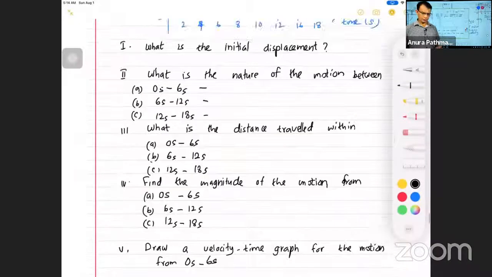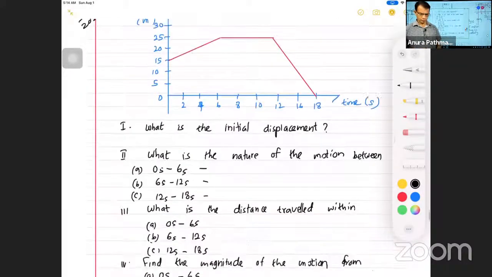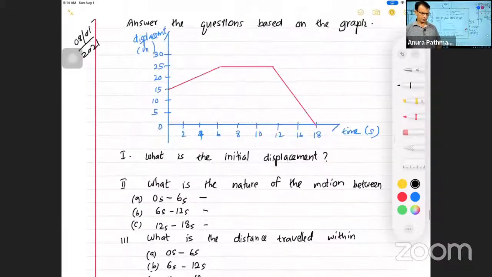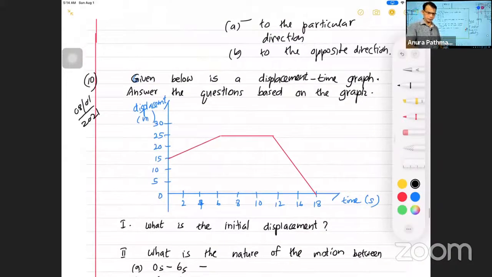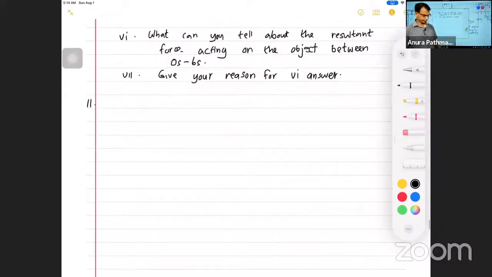So this is the question we have been discussing. And we can go to the other one, the 11th question. Question 11. Shall we write?